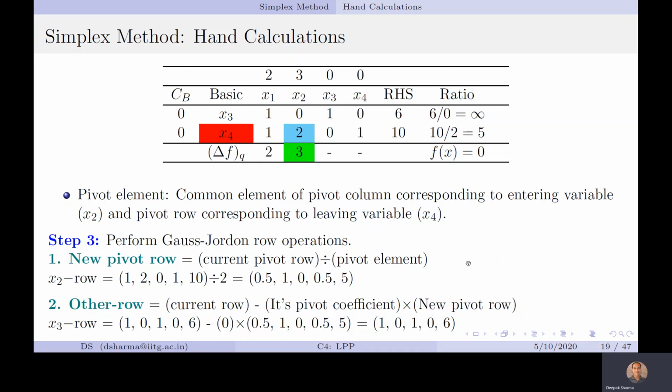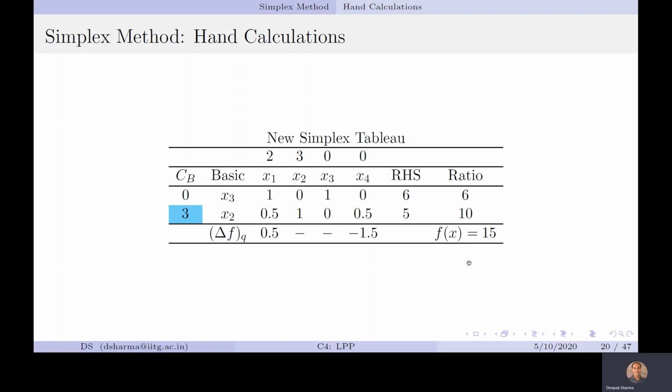So that column will remain the same. So the new simplex table which you can get here is like this. Row 1, row 2 will remain the same. Now look at the CB and basic. Now the column of the basic, we have x3 and x4 is replaced by x2 because x2 is now entered.